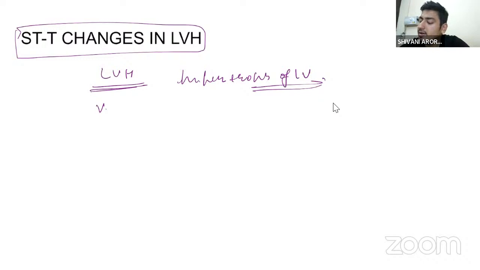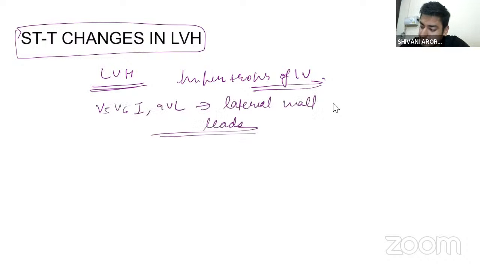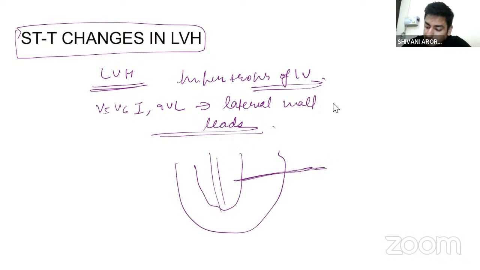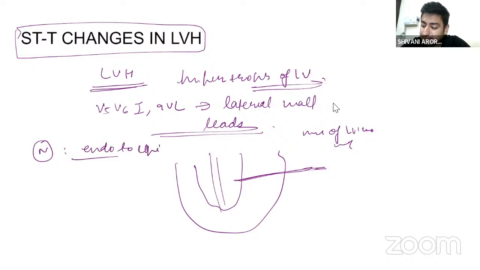hypertrophy of the left ventricle, the muscle mass of the left ventricle would increase. In normal myocardium, depolarization occurs from endo to epi, and repolarization occurs from epi to endo. But now, since there is hypertrophy, depolarization would go from endo to epi only. But before it reaches the epicardium, the repolarization should start. So repolarization should now have to start from endocardium only.